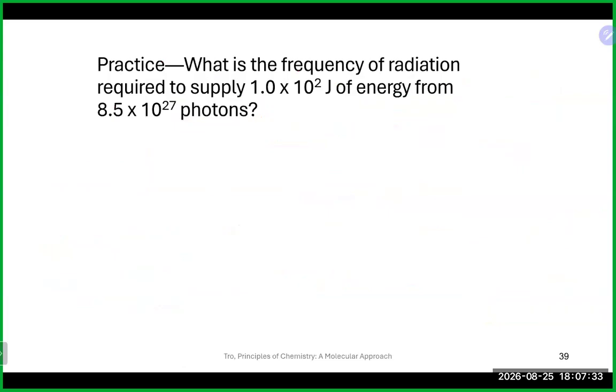All right, let's try one more here. What is the frequency of radiation that's required to supply 1 times 10 to the 2 joules of energy from 8.5 times 10 to the 27 photons? There we go.